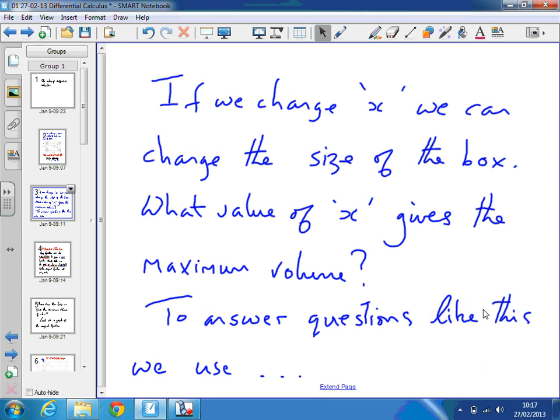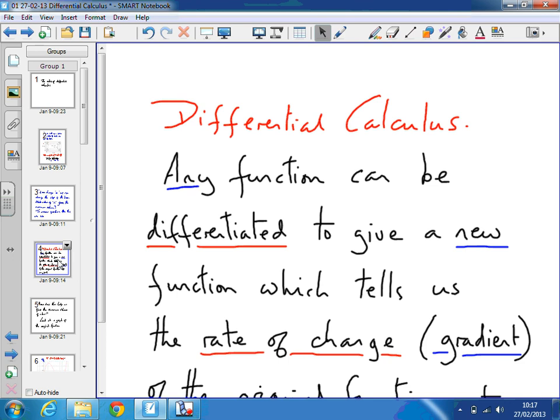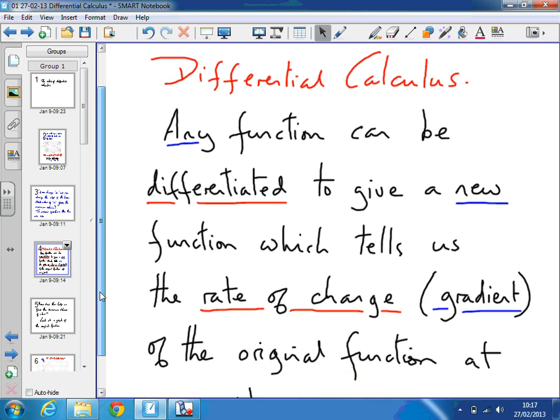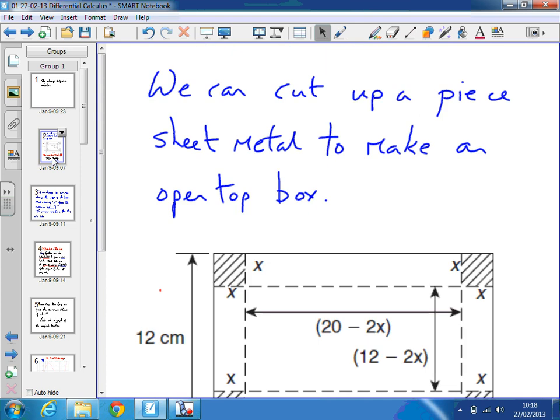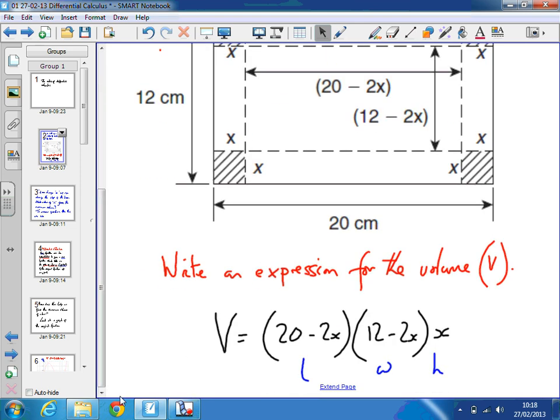To answer questions like this, we use differential calculus. So why do we use it? One use of differential calculus is to find maximum values. And here is a definition of differential calculus. Any function, and what we've just written down is a function. Here it is. Volume equals 20 minus 2x, 12 minus 2x times x. That's a function to find the volume of the box.